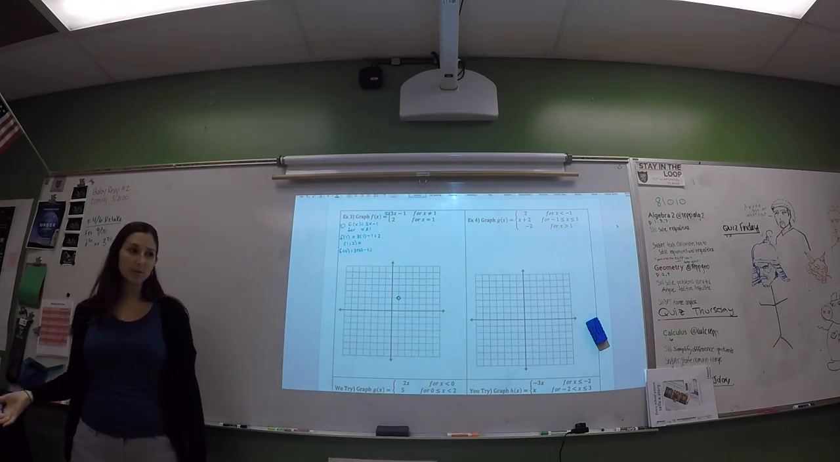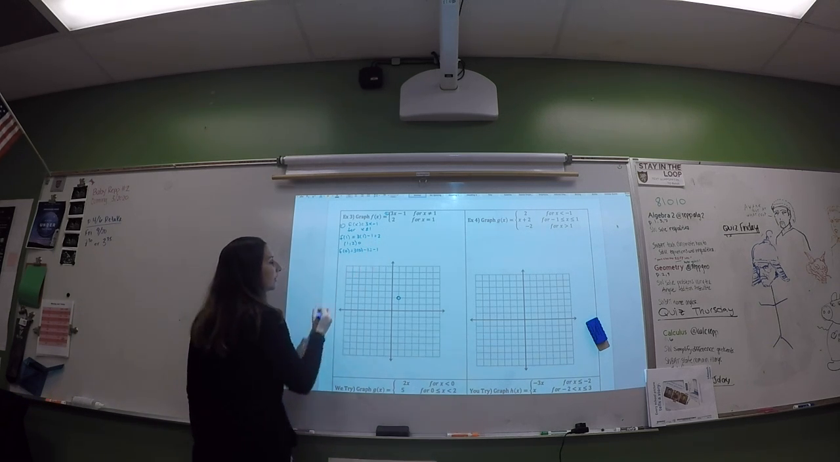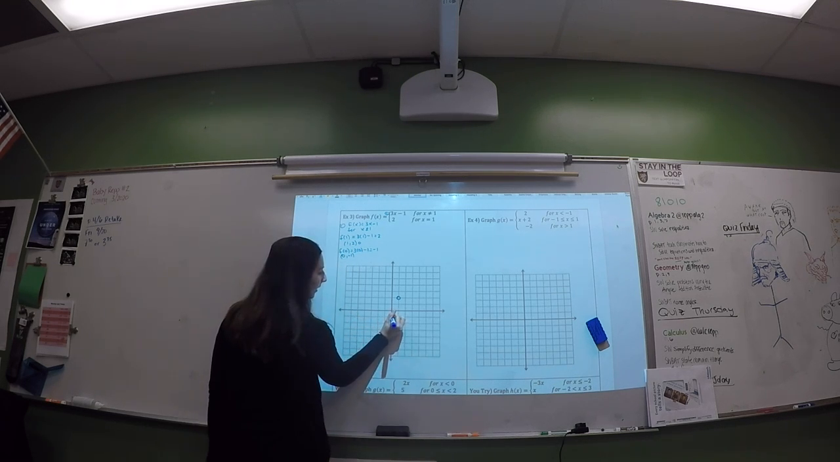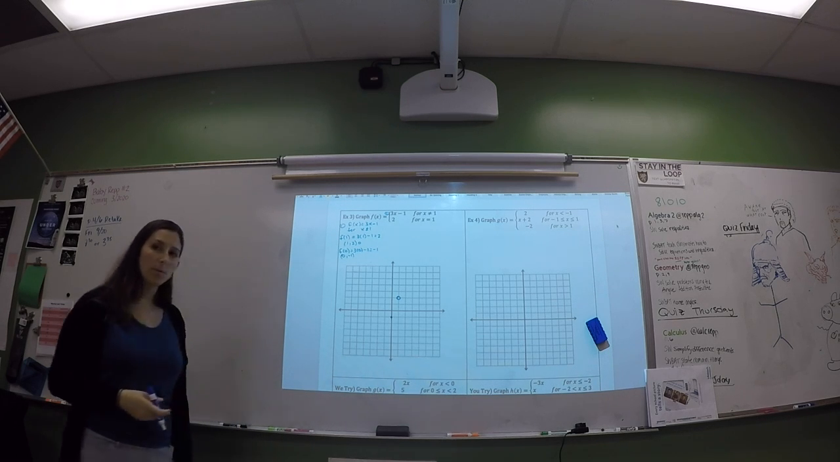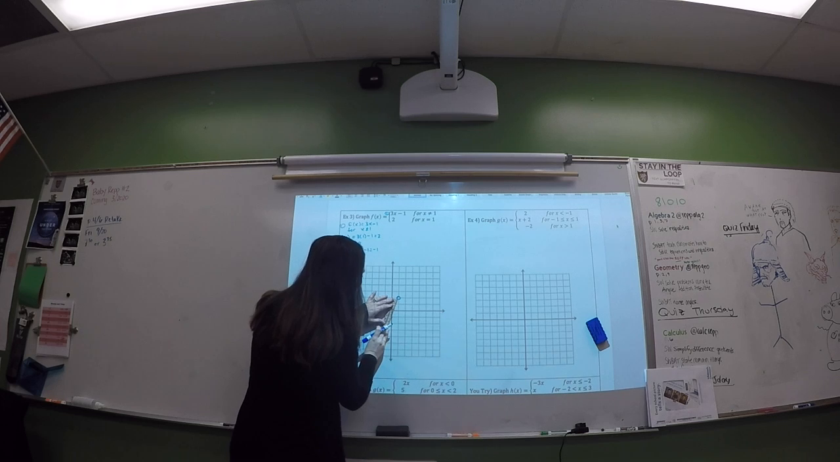Anything that's not 1 is included. So when you plug in 0, you get negative 1. So that's right here. Okay. So that's 1 point. So it'll go this way.